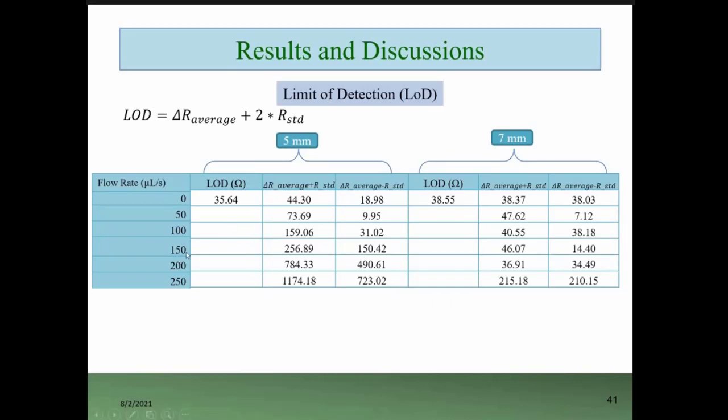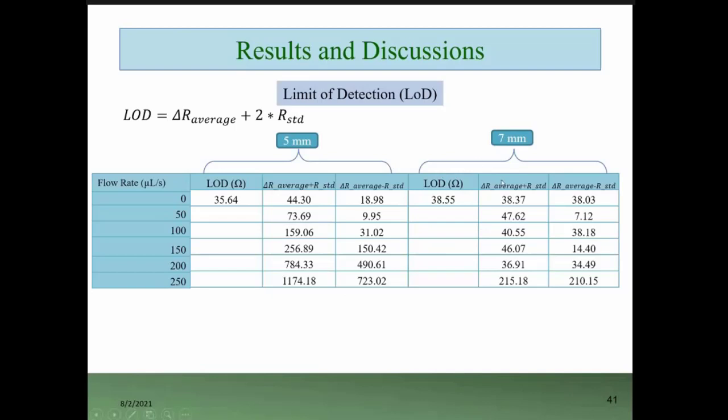But when I increased the flow rate from 150 to 250 microliter per second, it was showing a significantly higher change in resistance than our limit of detection. So from these values, we can say that the sensor with the 5 millimeter flow channel has a limit of detection of 150 microliter per second. That means this sensor cannot detect a fluid flow rate of less than 150 microliter per second.